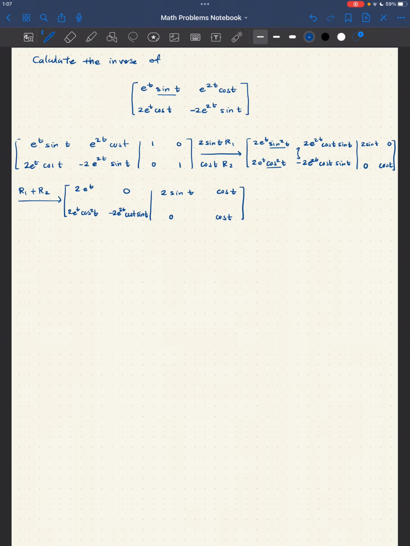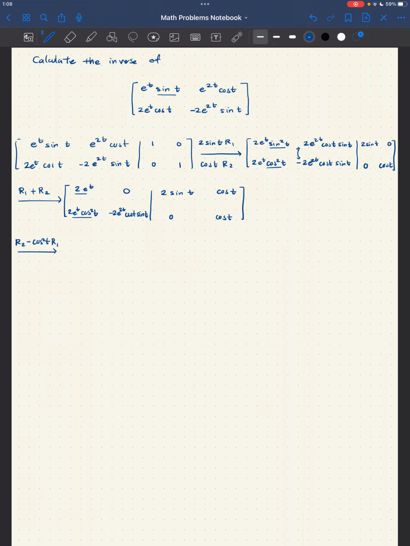Okay, now, next operation. I notice that this entry is just a factor away from this entry. How much? Well, by cosine squared. So that's what I'm going to use. For my next row reduction operation, to row 2, I subtract cosine squared of t times row 1.